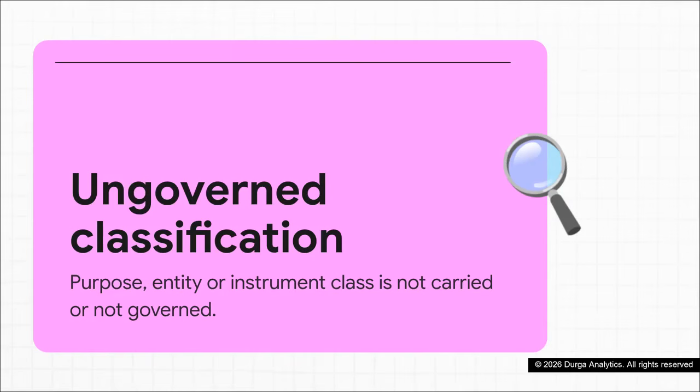Ungoverned classification means the purpose, entity, or instrument class is not carried as a controlled field, or its transitions are not governed. This single disease represents 24% of all failure modes. Remember this golden rule of system design. A system control cannot branch on a distinction that the underlying data does not carry. If the system doesn't know why you hold an allowance, it literally cannot apply the right limit to it.